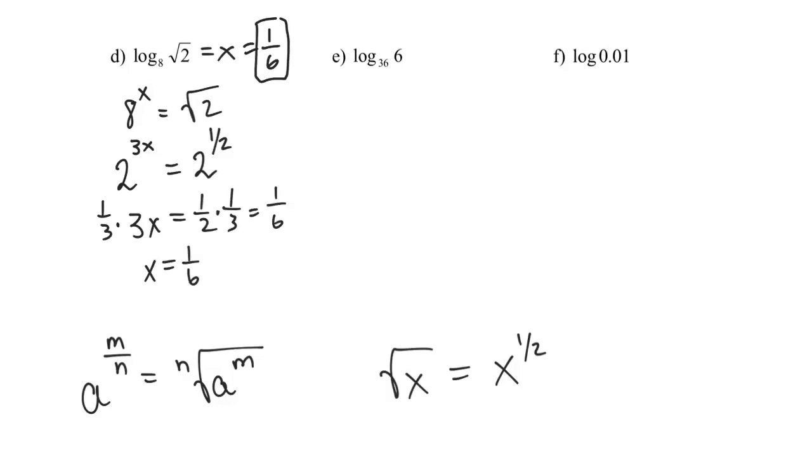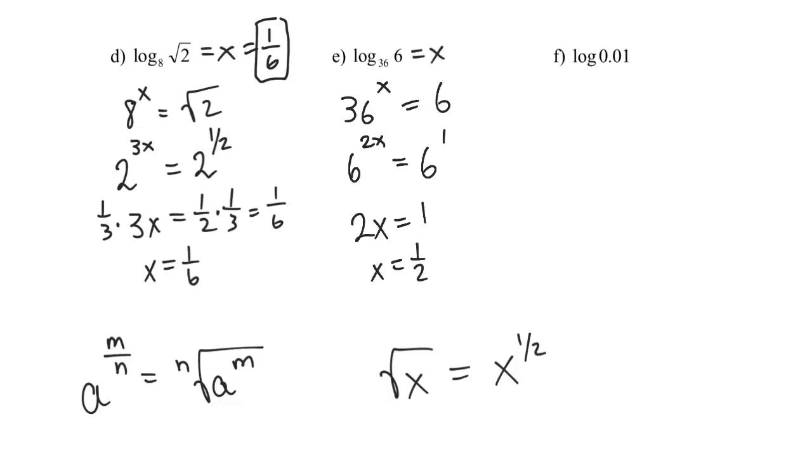Okay, for log base 36 of 6, if I set this equal to x, then this is going to be 36 raised to the x is equal to 6. The common base here is going to be 6, because 6 to the 2nd is 36, and this is 6 to the 1 over here, and so therefore this is going to say 2x is equal to 1, and divide both sides by 2 in order to get 1/2.